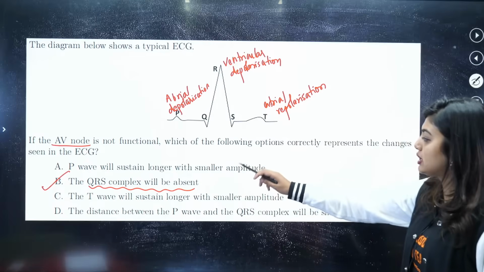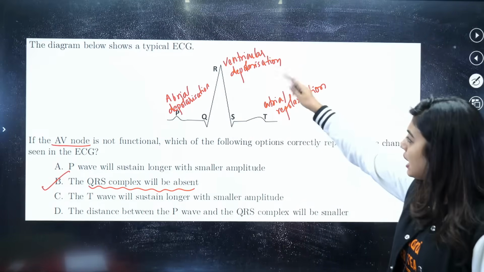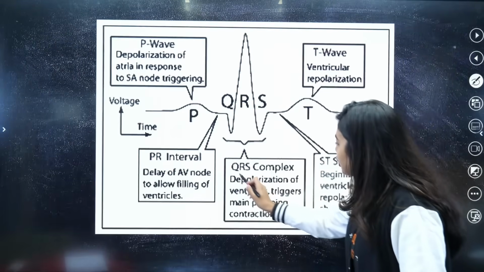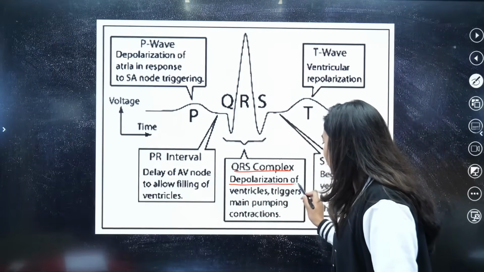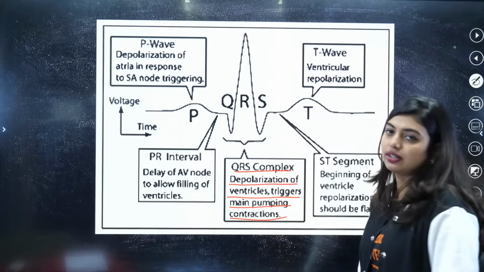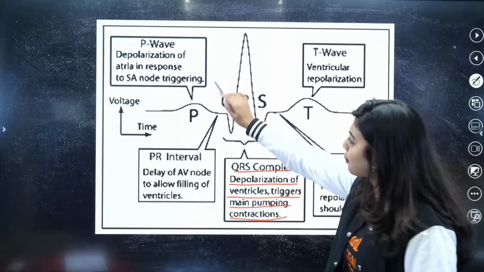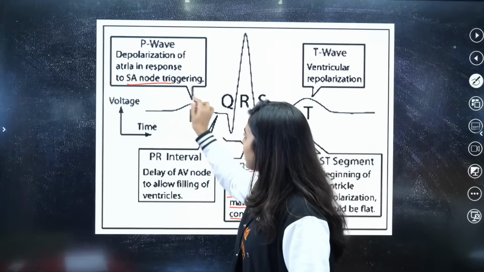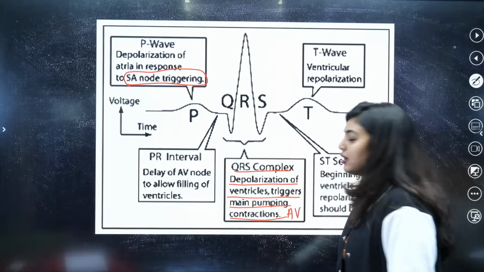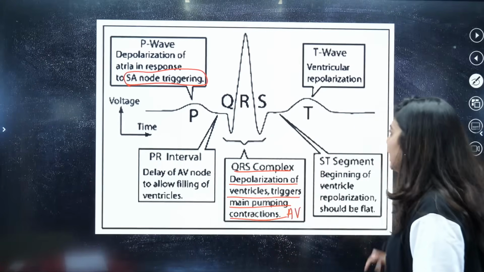Okay, the P wave will sustain longer with smaller amplitude? No, atrial depolarization will happen. Ventricular depolarization will face an issue, because here you can see QRS complex, depolarization of the ventricle triggers the main pumping contraction. That is the QRS complex. Depolarization of atria is in response to SA node triggering. Here it is AV node triggering. So whenever AV node is not functional, ventricular depolarization will get affected.